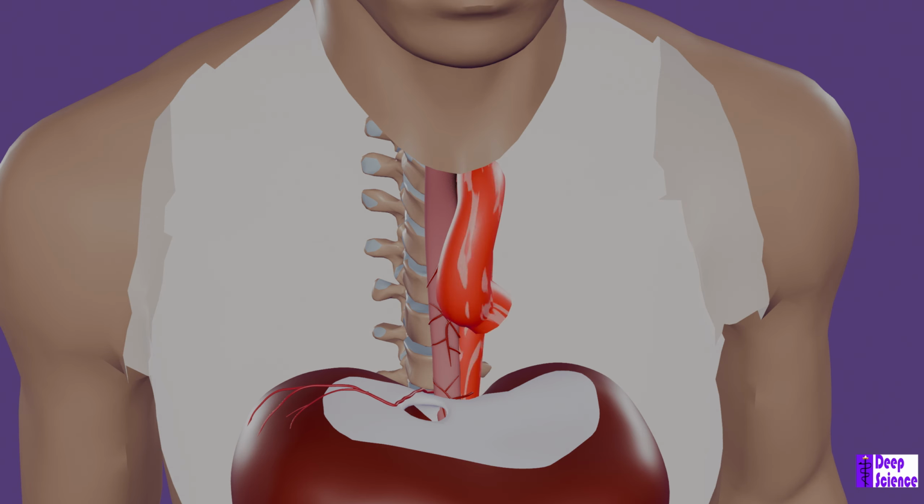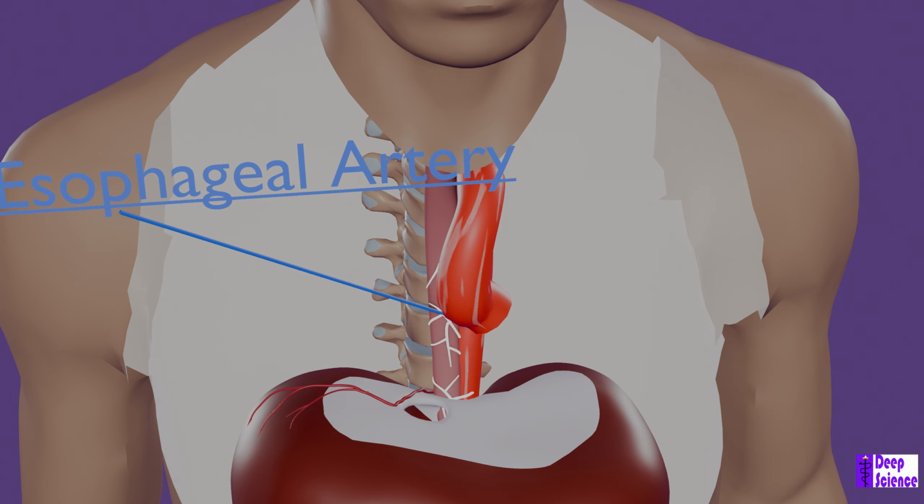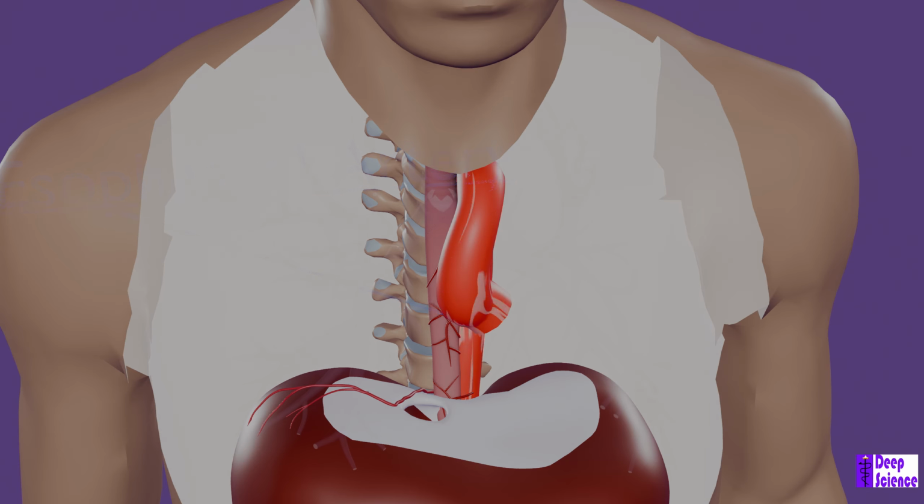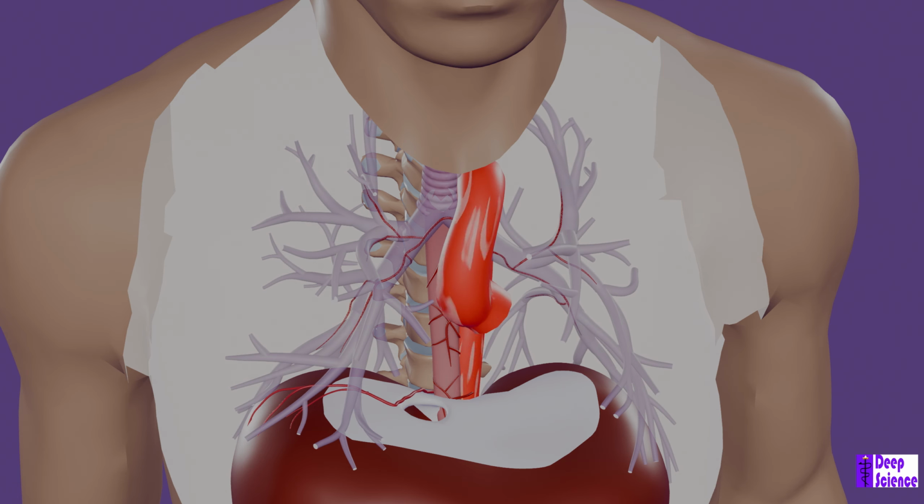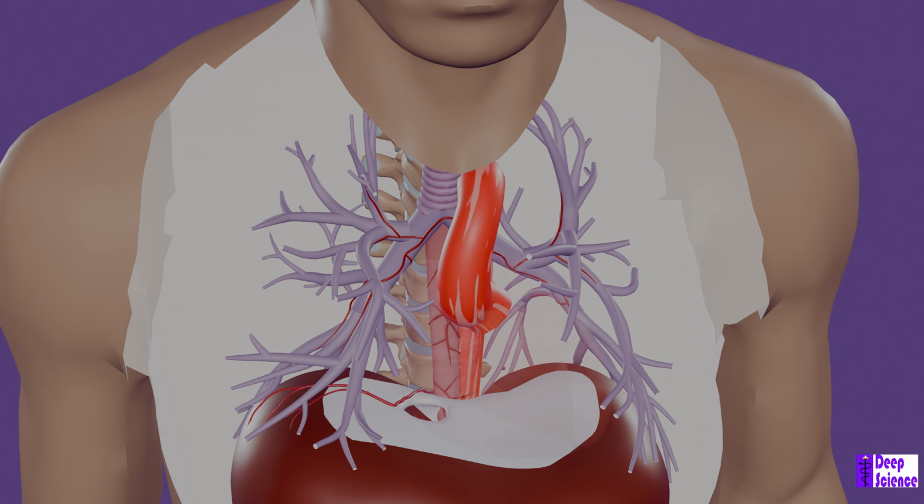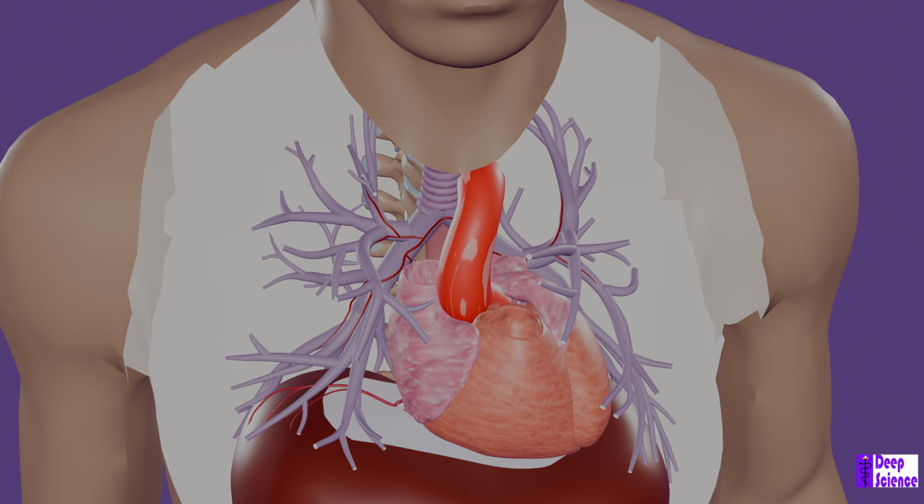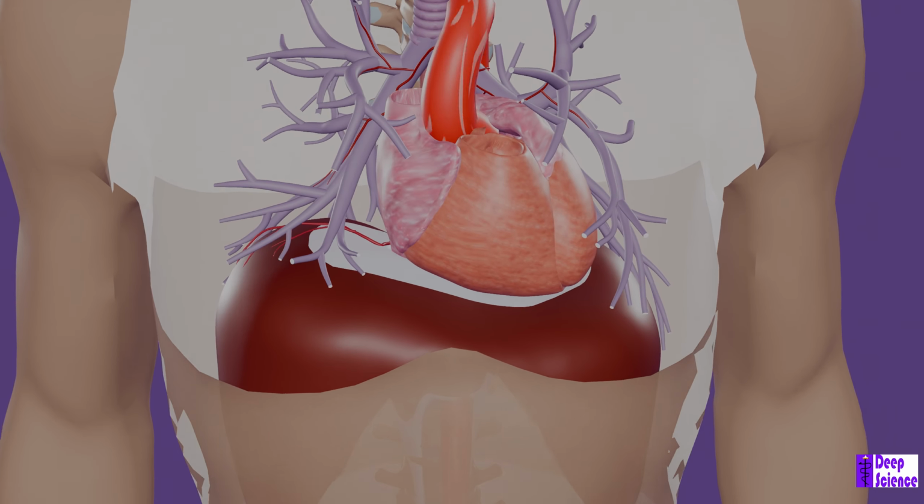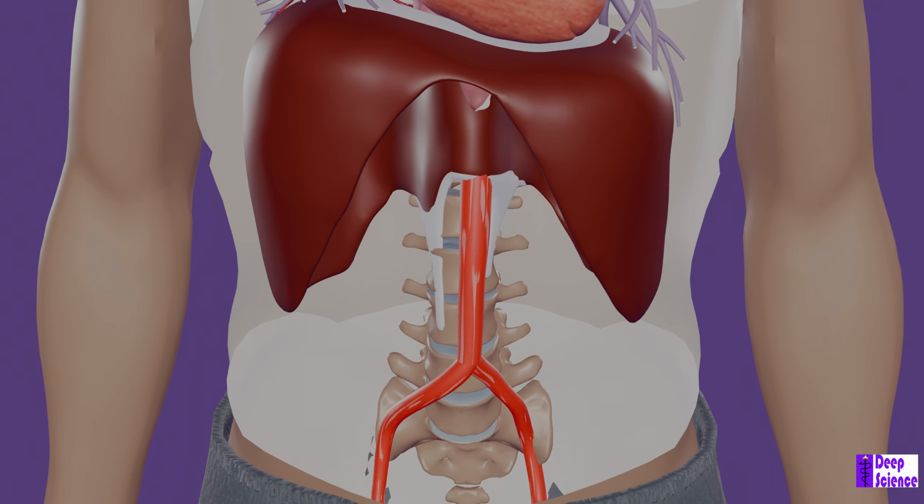We also have esophageal arteries for the thoracic esophagus. Bronchial tree and supporting structures also get blood from bronchial arteries, which are also branches of the aorta. In conclusion, what we are seeing is just the importance of the aorta in the thoracic region. When the aorta crosses the diaphragm, it becomes the abdominal aorta.